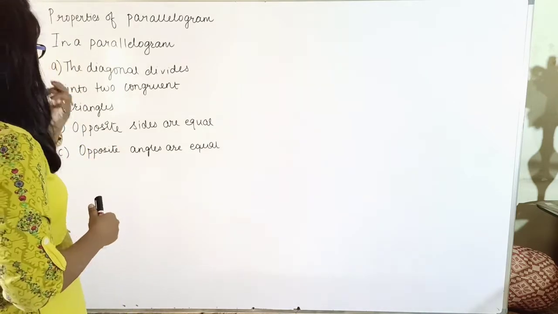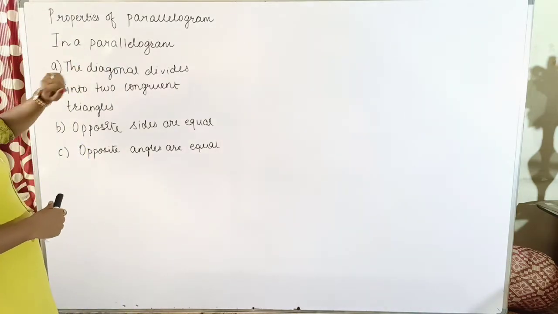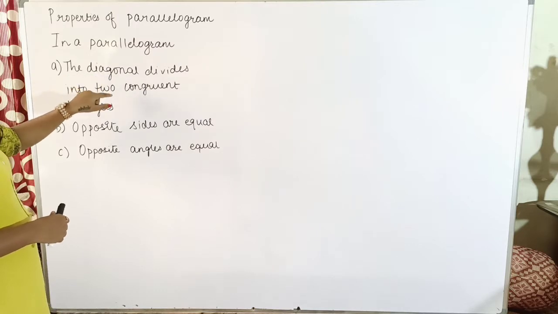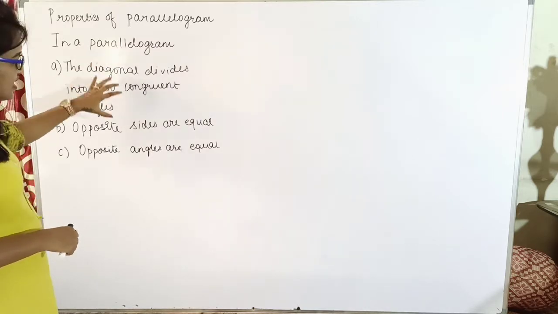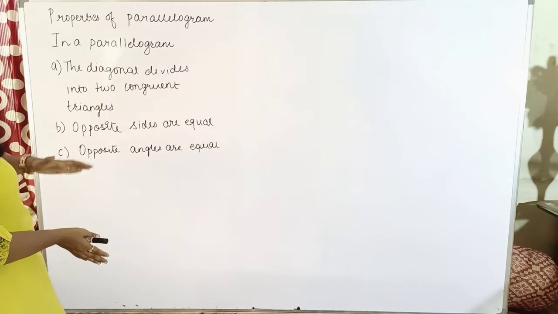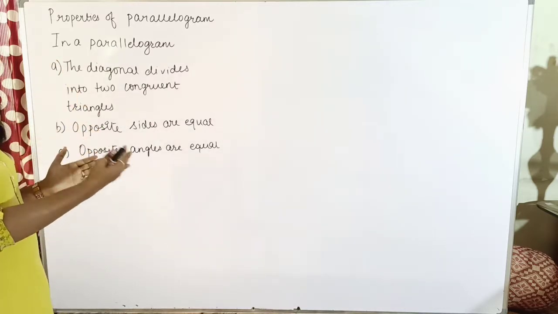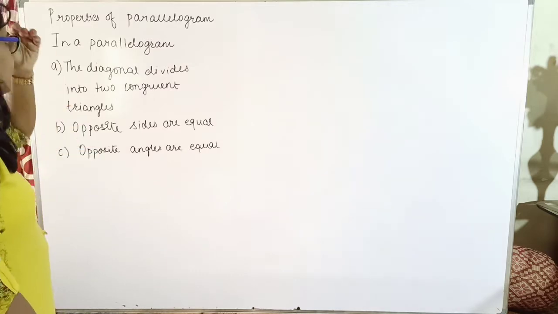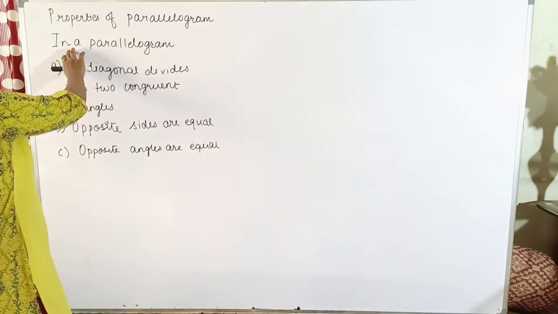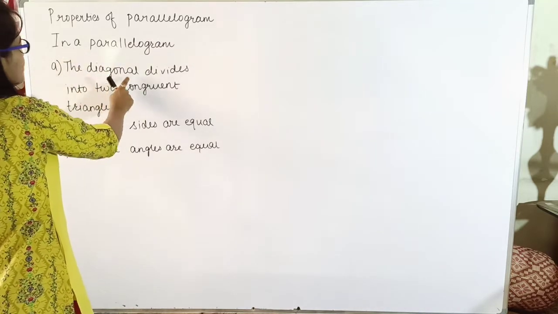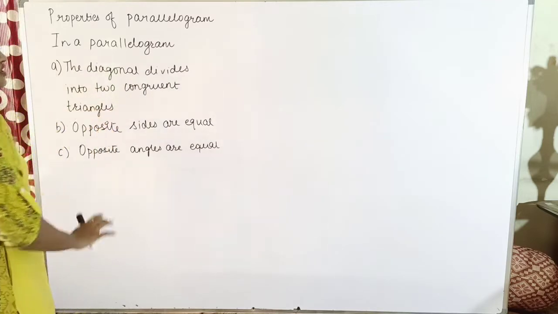So the first property, it says that in a parallelogram the diagonal divides it into two congruent triangles. So these are actually three different theorems, but we will be proving them together because the next ones are actually linked with the previous one. Fair enough. So as I have said, in a parallelogram the diagonal divides it into two congruent triangles.